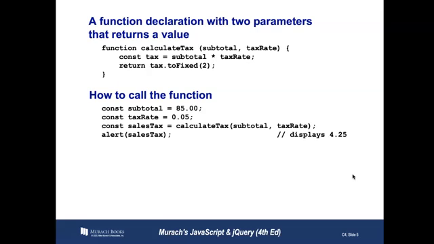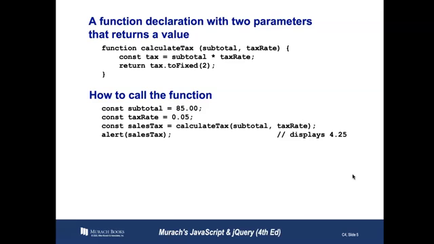So right now we have a function declaration with two parameters that returns a value. We have function calculateTax, which takes two arguments, subtotal and taxRate. We have a constant called tax. It's constant because it equals the same thing every time. It's not changing within the bounds of the script. So we're carving out the least amount of memory because we don't need to change it. So const tax equals subtotal multiplied by the taxRate.